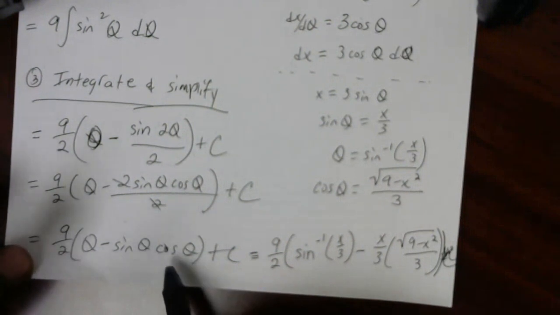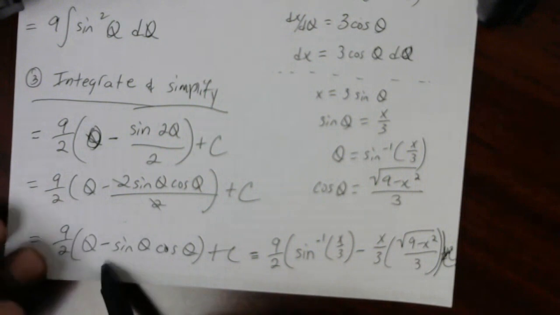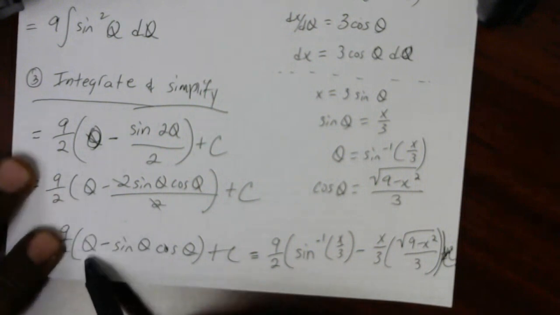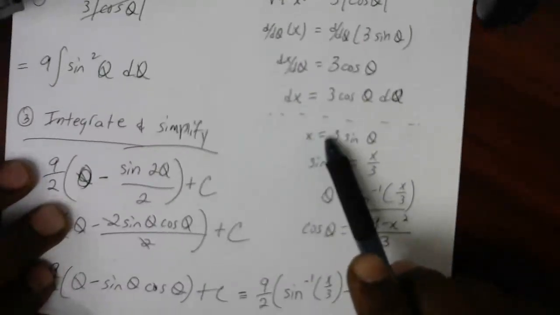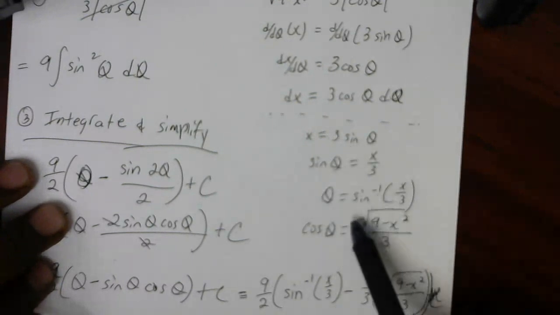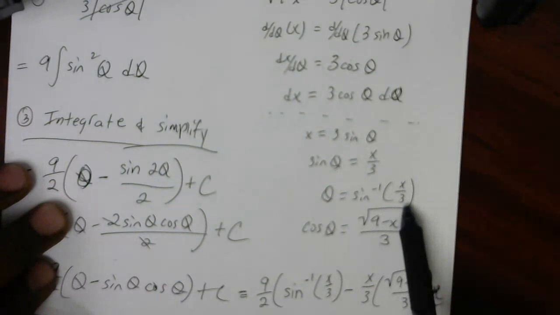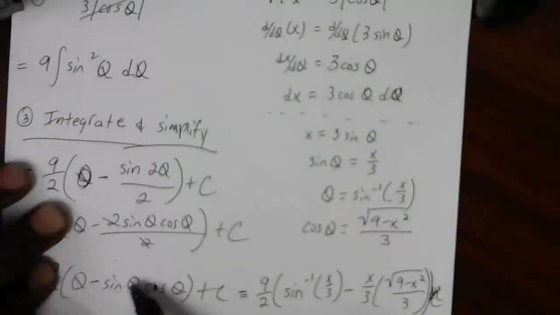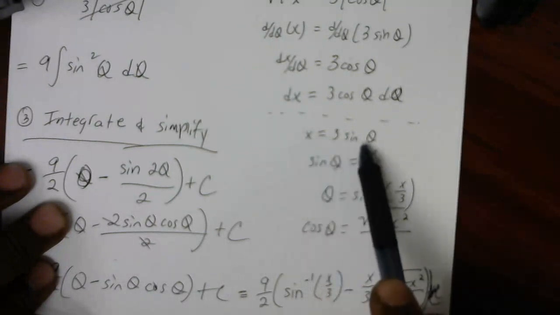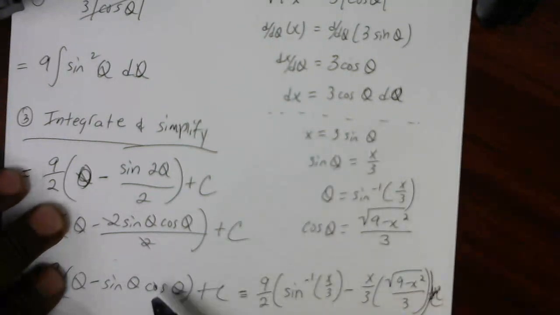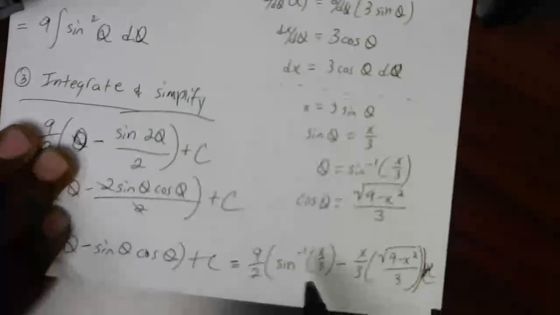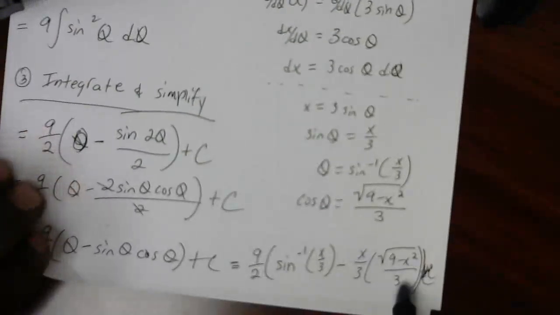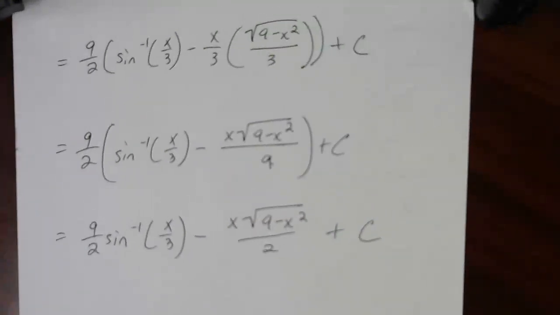Next, we used our reference triangle to back substitute, right? So we were able to find theta. We found theta by solving our x equal to equation for theta. So we divided by 3. We took the arc sine of both sides. We were able to find sine. Okay, we took the same x equal to equation, solved it for sine. We were also able to find cosine by using our reference triangle, and we found that to be the square root of 9 minus x squared over 3. Next, we simplified.